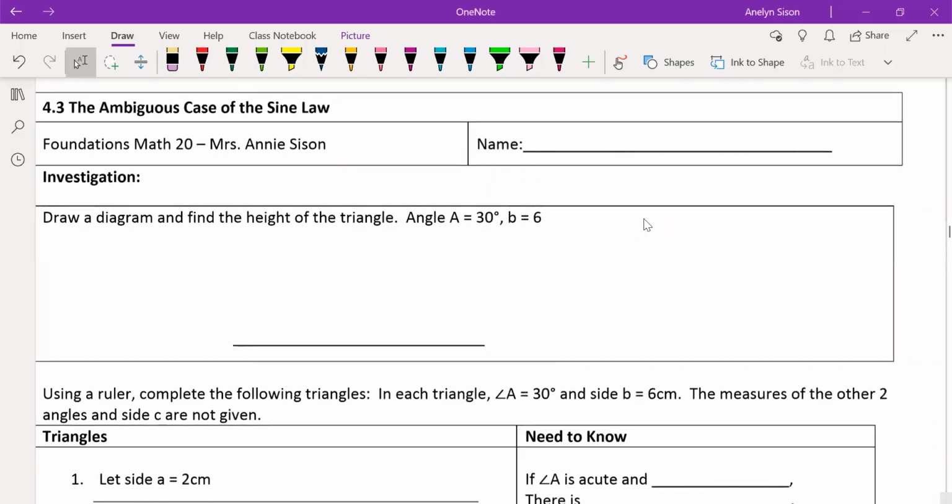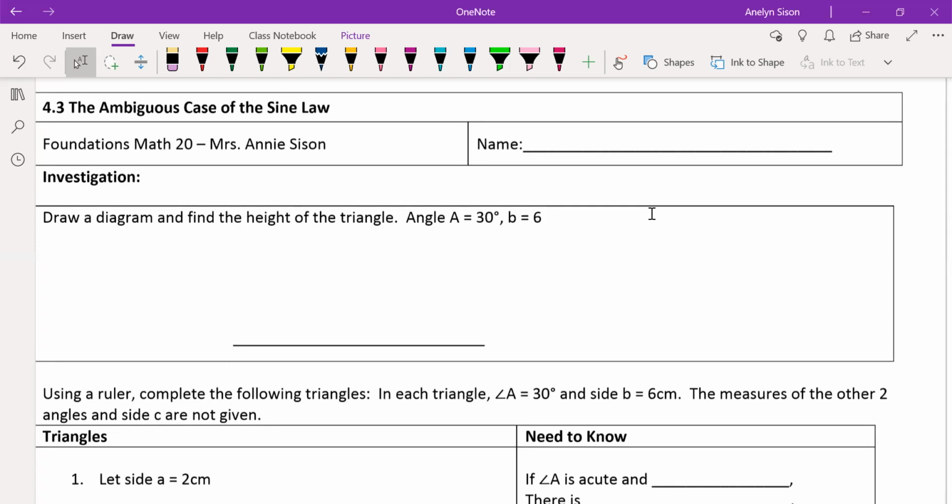All right, so this time we're going to learn the ambiguous case of the sine law. And we know where sine is ambiguous because we can have two angles with the same sine ratio. What are those two angles that would have the same sine ratio? Supplementary angles, correct.